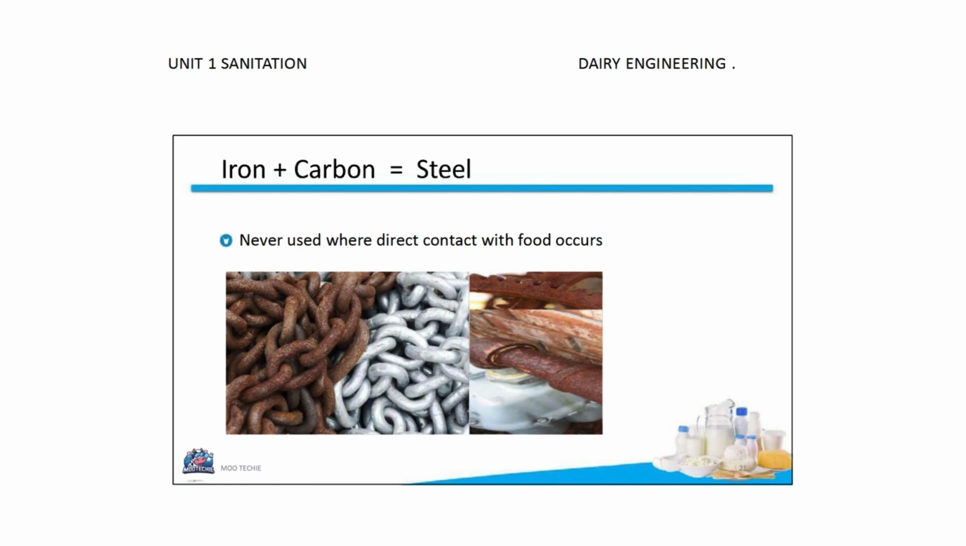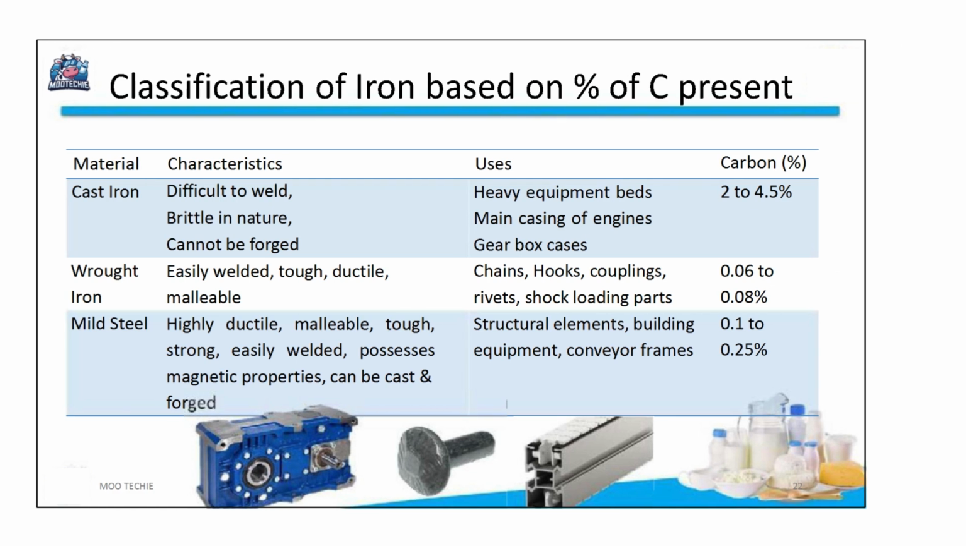Iron combined with carbon makes steel, but we need to understand the different types. Cast iron contains 2 to 4.5% carbon. It's difficult to weld and brittle, used for heavy equipment beds. Wrought iron has very low carbon, is easily welded and tough, used for chains and hooks. Mild steel is highly ductile and strong, used for structural elements.